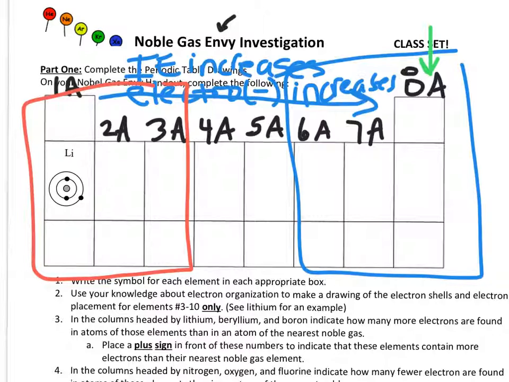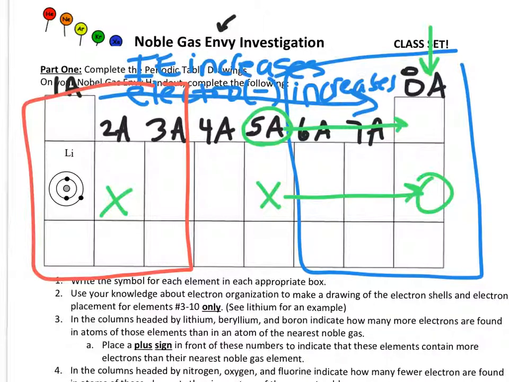When I say nearest noble gas, for example, if we're talking about something in 5A, the nearest noble gas would be looking this way, so forward on the row. So if we're talking about this one, the nearest noble gas is this guy right here. However, if we're talking about a metal on the left-hand side of the periodic table, the nearest noble gas is actually backwards.